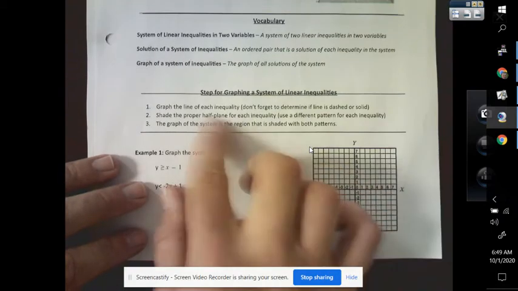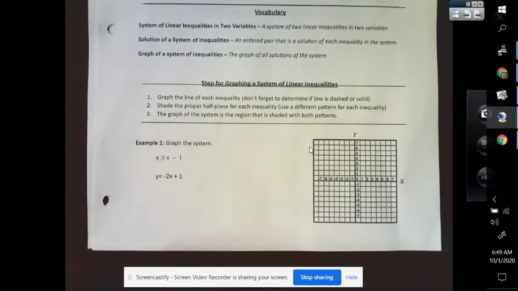And then the graph of all solutions of systems. Let's see here. Steps for graphing. Graph the line of each inequality. Don't forget to determine if the line is dashed or solid. Shade the proper half plane for each inequality. And then the solution of the system is the region that's shaded for both inequalities, okay? So we're gonna take a look at our first example here.